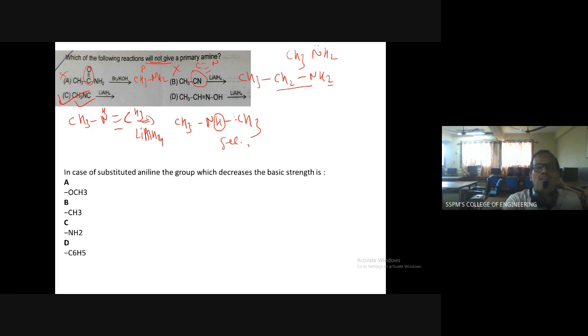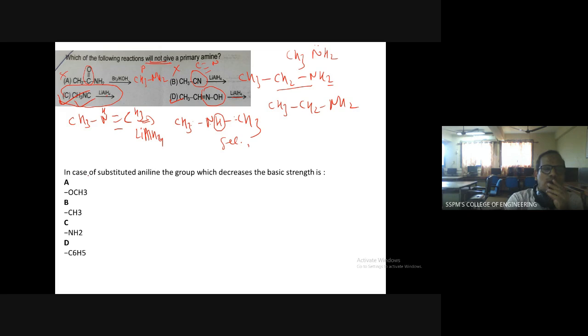If you look at the option D, it will again give primary amine, CH3CH2NH2 only. This oxime group will be reduced by LiAlH4 and we will get CH3CH2NH2. Okay. So A, B and D all three give primary amine. Only option C, that is isocyanide, gives secondary amine because nitrogen is in between carbon. Definitely it will give secondary amine. Nitrogen terminal ला असेल तर तुम्हाला primary amine मिळेल.